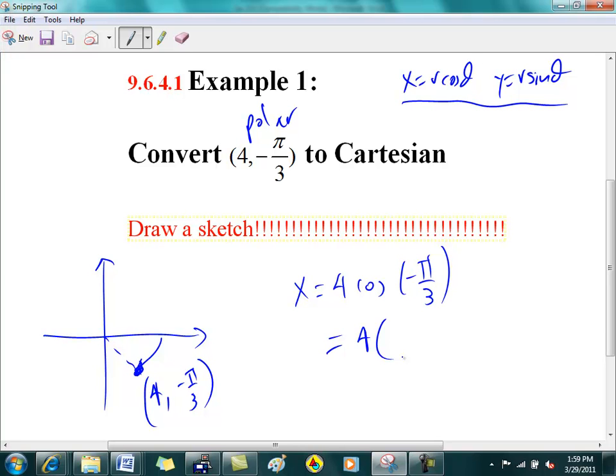Positive or negative? Why positive? And cosine is positive in the fourth quadrant, so it's a half. So that'd be 2. Is everybody there? Okay, and y is equal to 4 sine negative pi over 3.